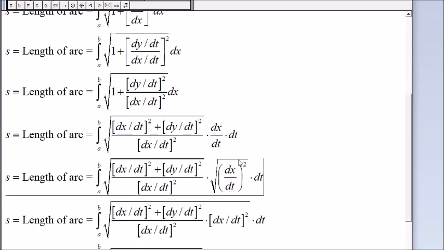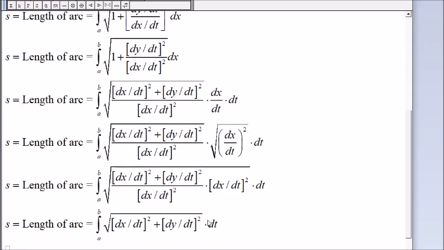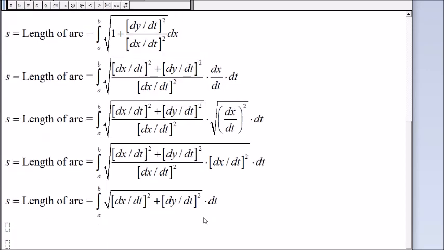And then now this is under the square root, so we can move this dx/dt squared inside. So it's the same as (dx/dt) squared. But these two right here will cancel out. So the (dx/dt) squared will cancel out with this (dx/dt) squared. And so what's left is just (dx/dt) squared plus (dy/dt) squared. And this is the formula for finding the arc length of a curve represented by parametric equations.